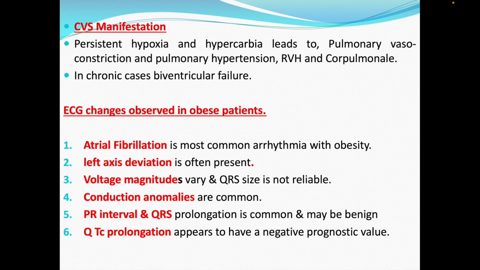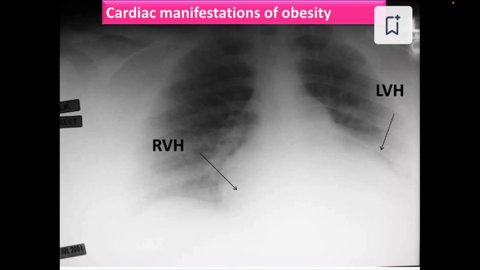This is a diagram. Next. This is a diagram showing the cardiovascular changes, the size of the heart, left and right ventricle. Both are increased. You can see a globular heart. Both right and left ventricle are increased in size.